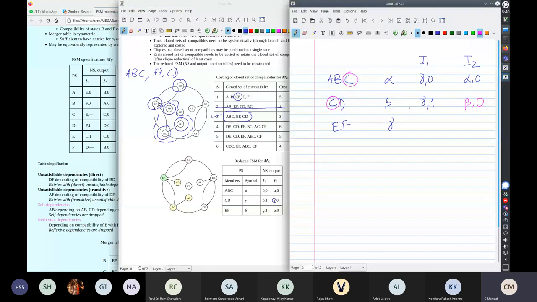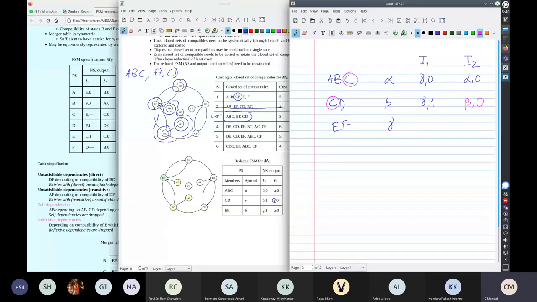So if you consider the transition of CD on input I2, C goes to C and D goes to D. So this should be beta really, not gamma.